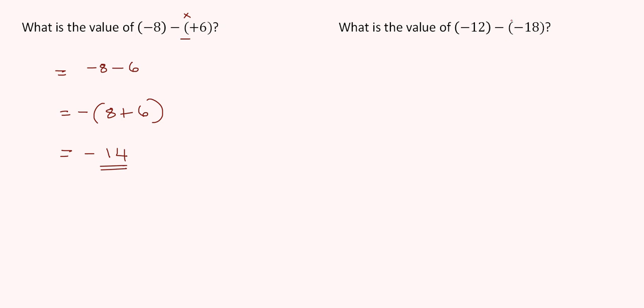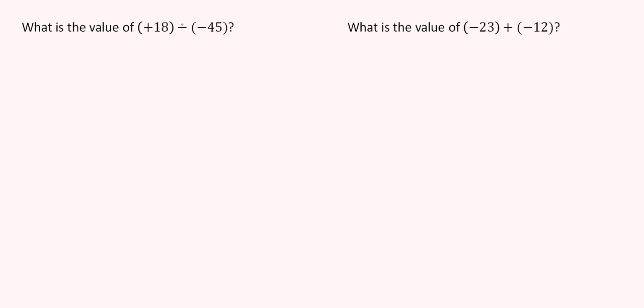Now let's take a look at this. Also, when you have a sign, parenthesis, another sign, you're always going to treat this as a multiplication. And we know that when you have a negative multiplied by a negative, we're always going to have positive. So it's going to be minus 12 plus 18. So what is the sign on the larger number? It's positive. So it's going to be positive of 18 minus 12. So this is going to be plus 6.